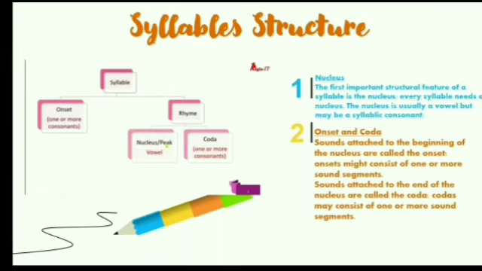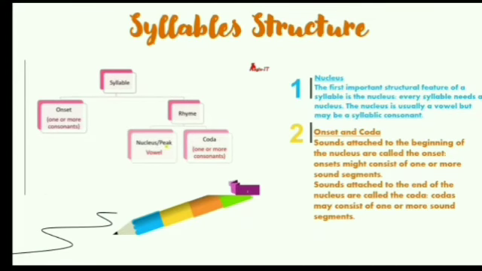And then is the rhyme. The rhyme consists of a vowel, which is treated as the nucleus, plus any following consonants described as the coda. A syllable may consist of the nucleus alone, or the nucleus may have other sounds attached to it, either in front or in back of it. Sounds attached to the beginning of the nucleus are called the onset. Onsets might consist of one or more sound segments. And then sounds attached to the end of the nucleus are called the coda. Coda may consist of one or more sound segments.